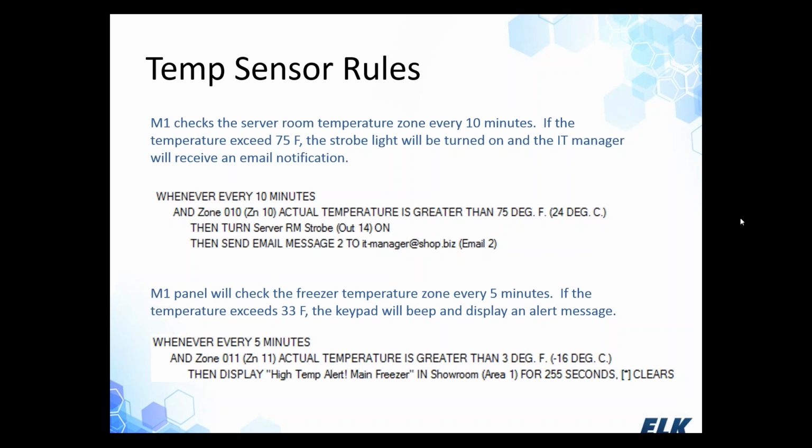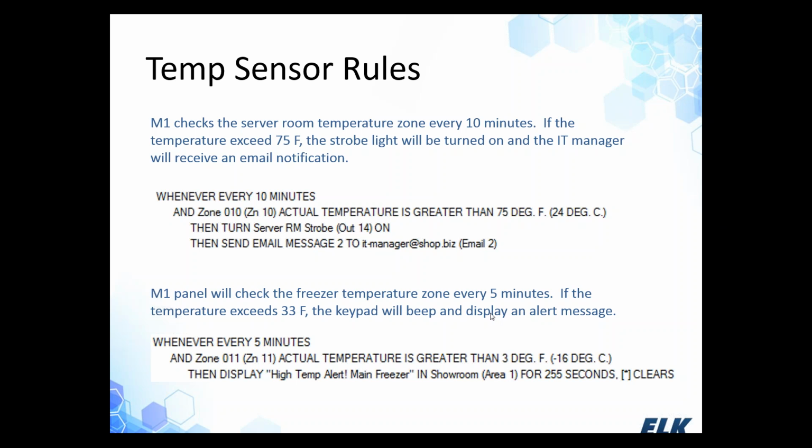So right now what we've got going on is every 10 minutes the M1 is going to be checking on zone 10 where that temperature sensor is wired into the main panel, and if that temperature is over 75 degrees, it's going to turn on a strobe light in the server room to let you know there's visual of, hey, something is wrong, and it's also going to send an email message to the IT manager. And you see we've actually got the email right there for you. So it's good that it's got an email that's going to be sent out, but you also have visual verification. Hey, something is wrong, and it's going to draw your attention to it with that strobe light flashing.